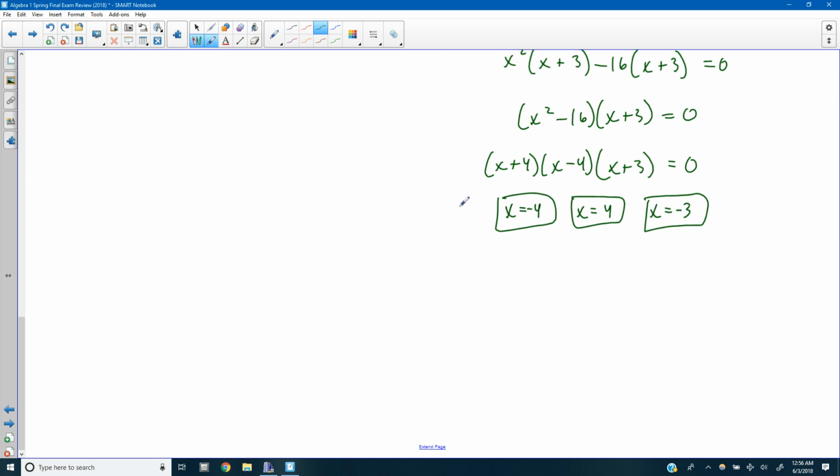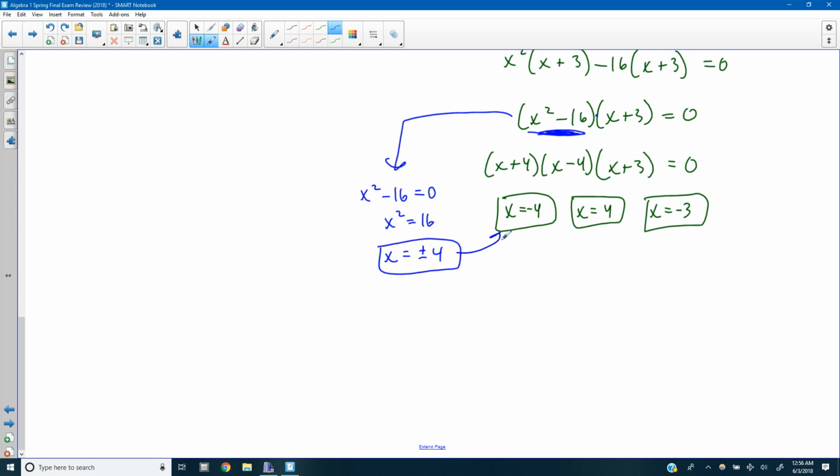Actually, before I talk about that, let's look at this thing right here. If I did the zero product property right here, I could say that either x plus 3 equals 0 or x squared minus 16 equals 0. And without factoring it, I could add the 16 over and take the square root of both sides. Guess what you'd get? Plus or minus 4. Notice how those two answers show up right here.